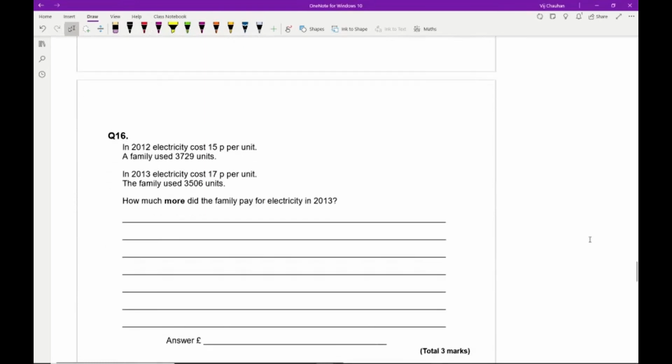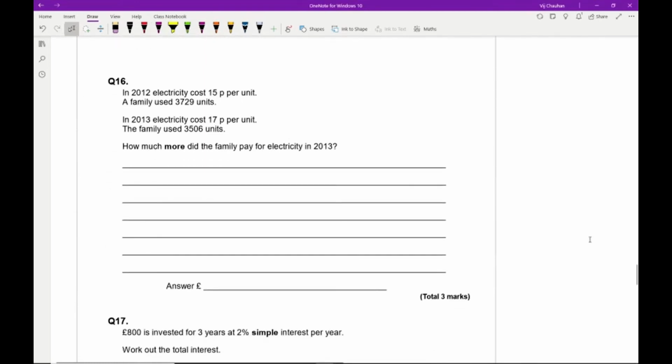Moving on to question 16. So again, this is worth 3 marks. So it says in 2012 electricity costs 15p per unit. A family uses 3,729 units. In 2013 electricity costs 17p per unit and the family uses 3,506. How much more did the family pay in electricity in 2013? So what we need to do is separate the questions. So I'm working in 2012, and what I need to do is I need to do 15 pence times 3,729. Now it's always good practice for you to work in pounds.